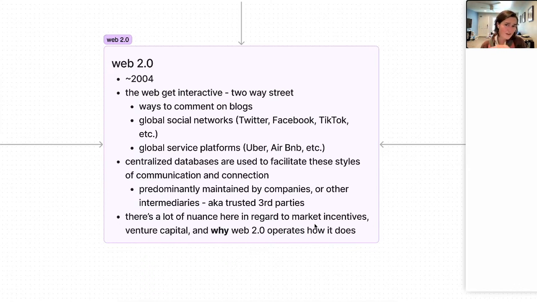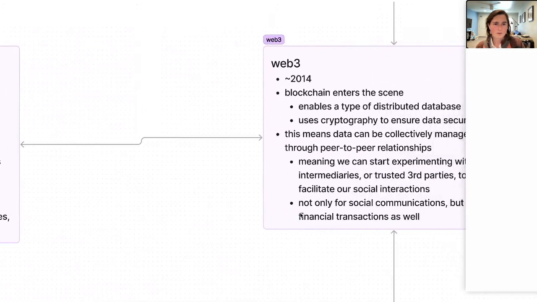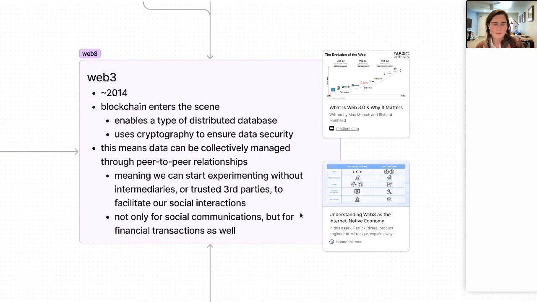So not all of Web 2.0 works through centralized databases, but this has become the predominant organizing pattern. And I'm not going to get into all of the nuance around market incentives, venture capital, and why Web 2.0 operates how it does. It's sufficiently complex, but this is just a snapshot of what Web 2.0 looks like. And then we get Web 3.0 or Web3.